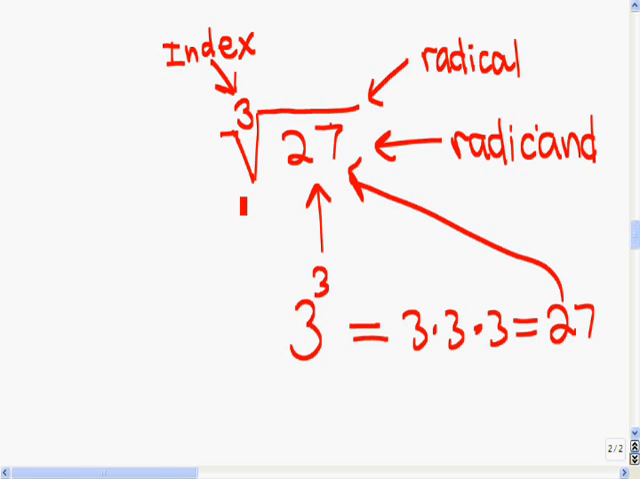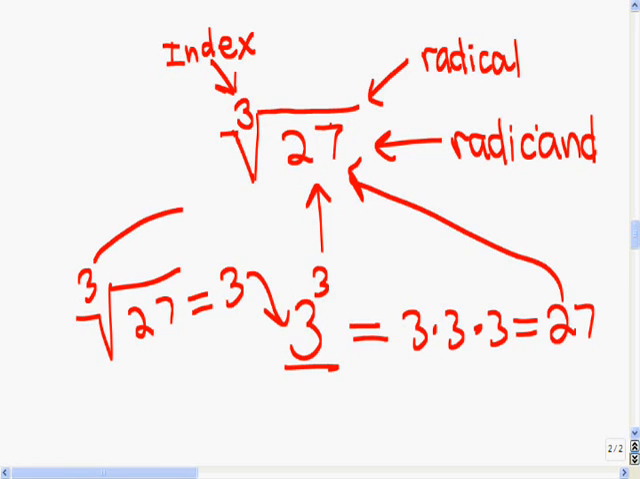And the radical is backwards. We start off with our answer, which is 27. And we ask, what's the base going to be? And the answer that we get is 3. You notice that the index and the exponent are the same number. So radical expressions and exponential expressions are related, just like multiplication and division are related, and just like addition and subtraction are related.